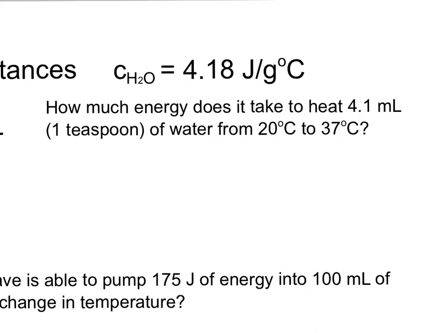It says, how much energy does it take to heat 4.1 milliliters, 1 teaspoon of water, from 20 degrees to 37 degrees. Normally I would give this number to you in grams. If you don't remember that a milliliter of water is the same as 1 gram, that's not information you necessarily need to know. I just let it slide in here. But basically, 4.1 milliliters of water is going to be equal to 4.1 grams. We are going to see how much energy it takes.